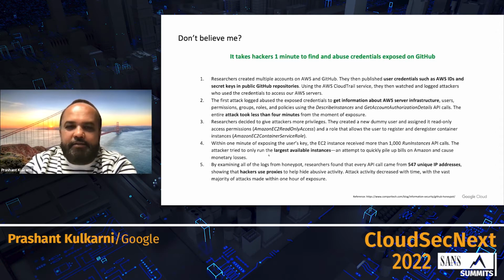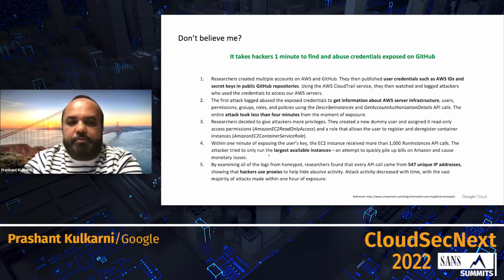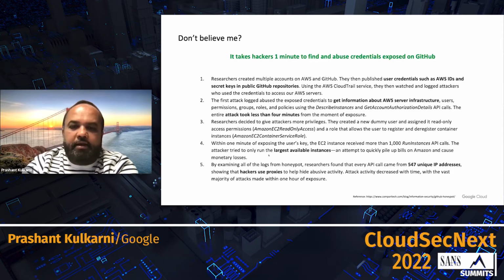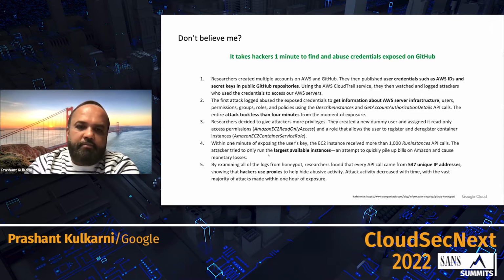They did another thing. They actually bumped up the privileges of that account. They created a new dummy user, assigned read-only permissions to EC2, and then allowed that user to register and re-register container instances for EC2. Within 1 minute of exposing that user's key, the EC2 instance received more than 1,000 run instance API calls. All those API calls were typically for the largest available instances, to find out if the instances are GPUs or large enough so crypto mining can be run. That's a very widely used API call and exploit technique.